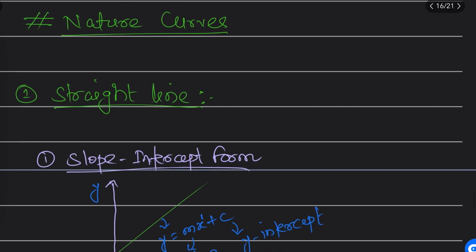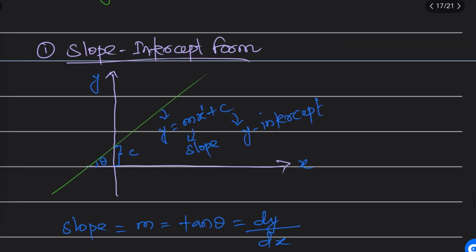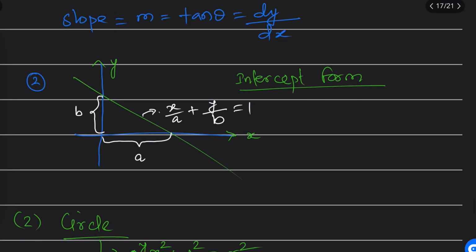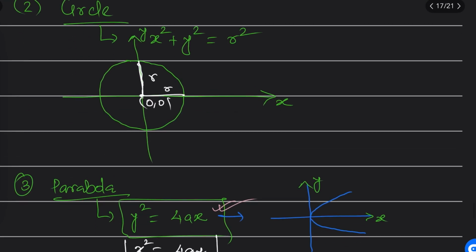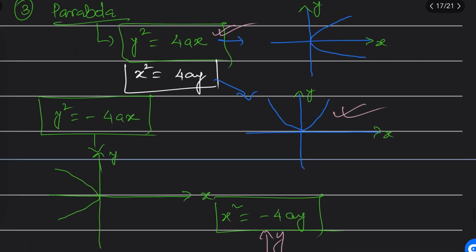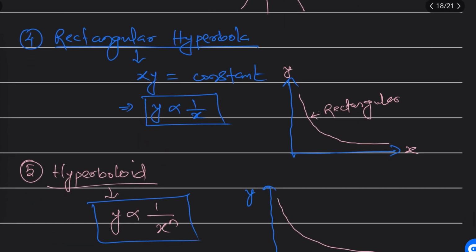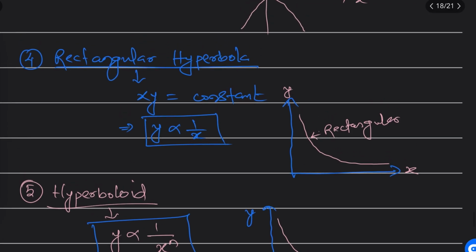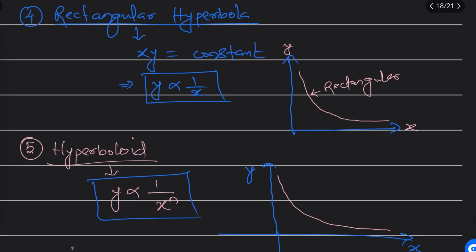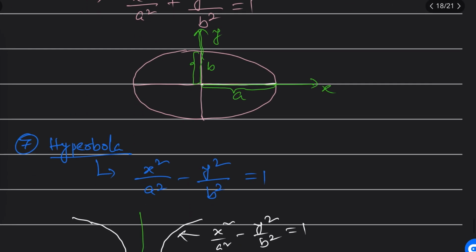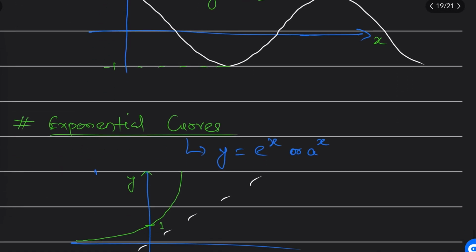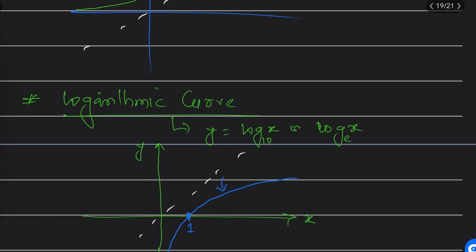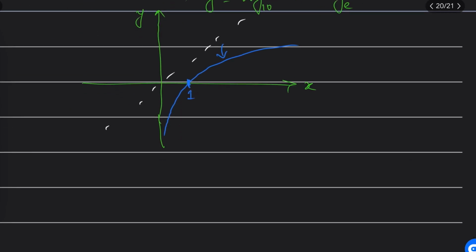Yes, in the last videos we discussed the straight line. In the straight line we discussed slope intercept form and intercept form, these two equations of a straight line. Then we discussed circle, then parabola and the different forms of parabola, and rectangular hyperbola, how it appears, how it looks, and what its equation is. Then we discussed hyperboloid, ellipse, hyperbola, sine curves and cosine curves, and then exponential curves and logarithmic curves. These are important things, so you should go through this fifth part of the basic mathematics once again.